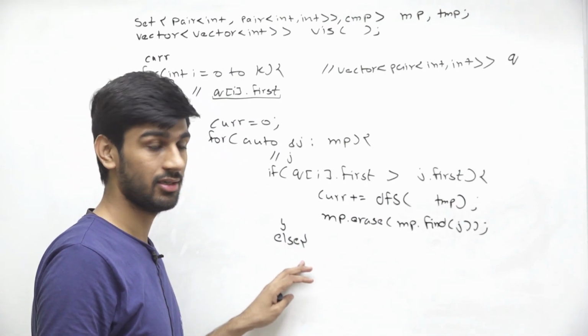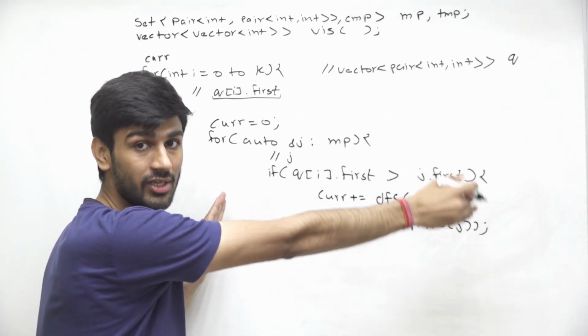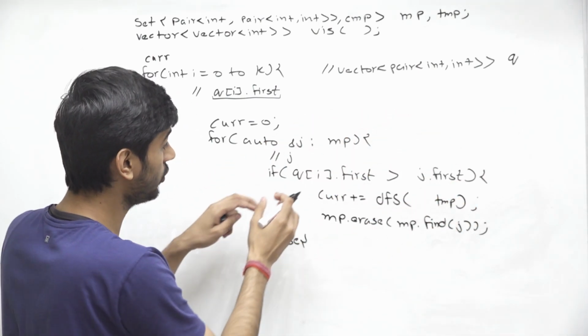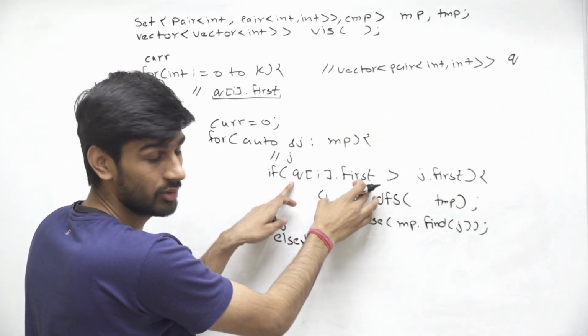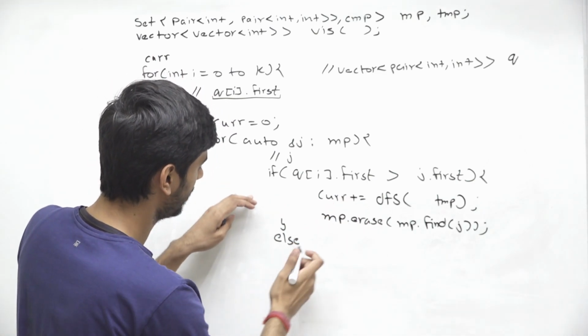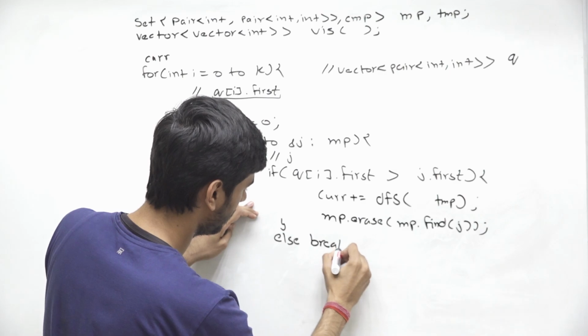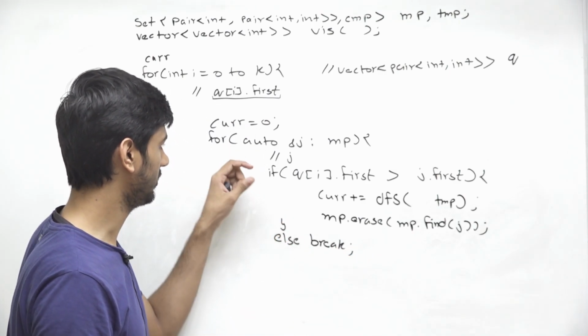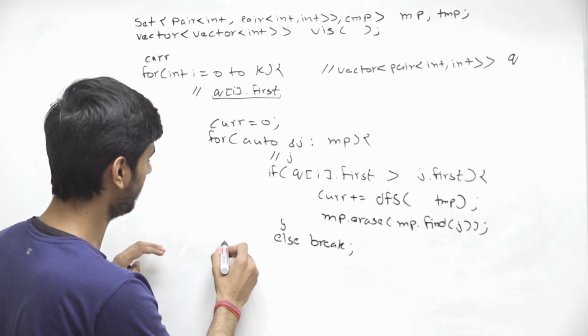that means this element and elements after this j will be having value greater than or equal to this particular value. In that case, we will not be able to traverse anything, right? So in that case, we can get out of this traversal or this loop. So in that case, we will break.